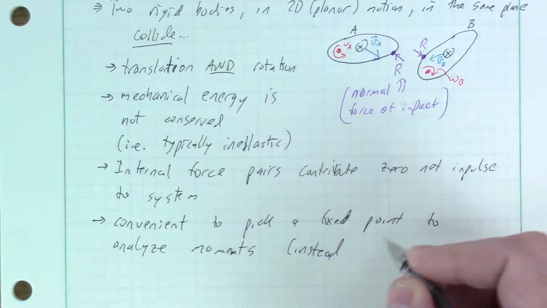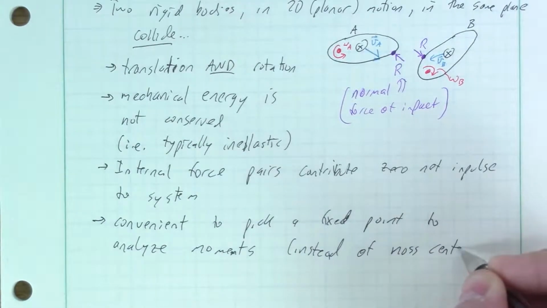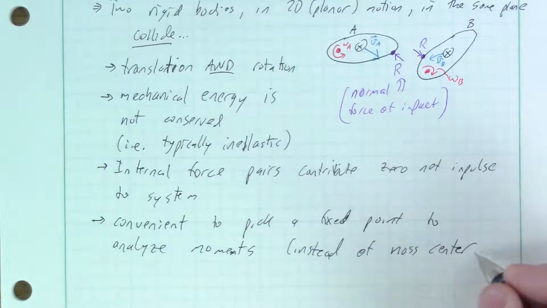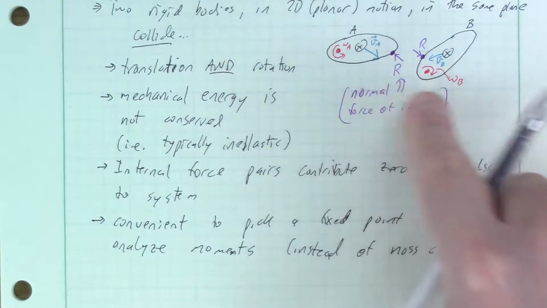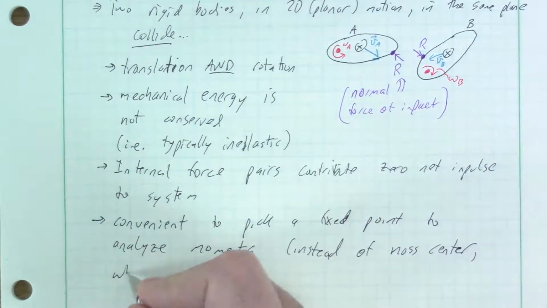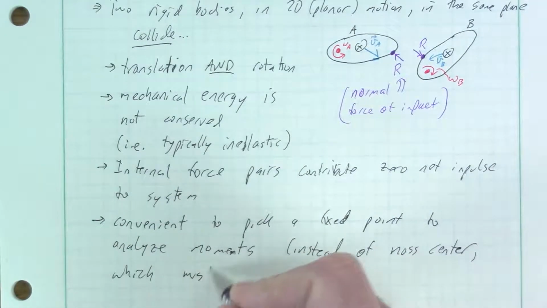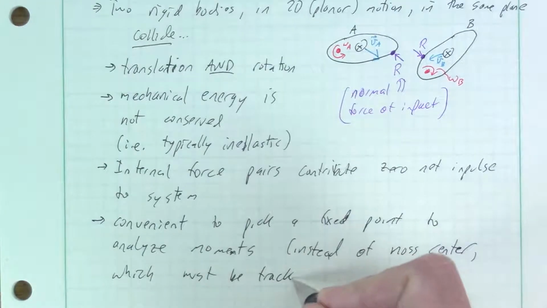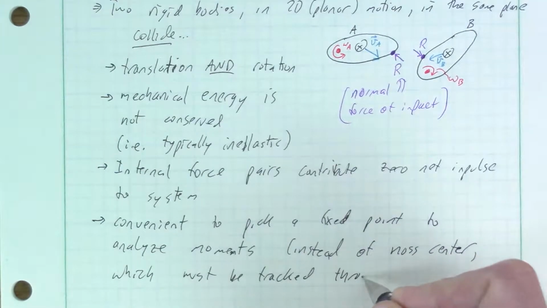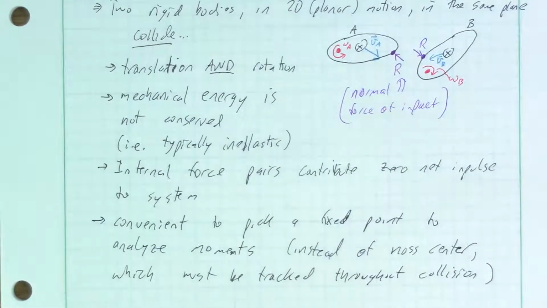This is instead of the center of mass, which often is a convenient choice. Here it's not, because that would require tracking the center of mass as the collision occurs, before and after. So if we were to choose the mass center, then that must be tracked throughout the collision, before and after, basically, right? So we need to know where it's headed in the end.